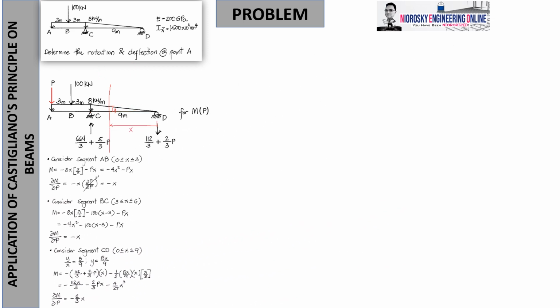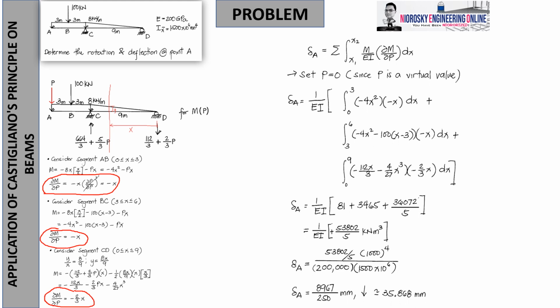So therefore, using these three derived partial derivative values, let us try to implement the use of Castigliano. Okay? Implementation like this, as mentioned earlier. If you want to proceed using Castigliano, don't forget to set P as 0. Why set P to 0? Don't forget that P is a virtual value. So it really does not exist on the system as a real load, since deflection is real, not virtual.